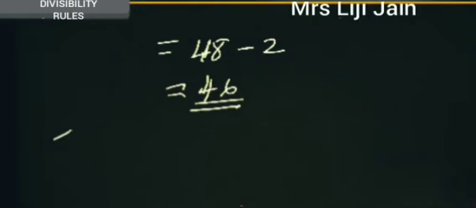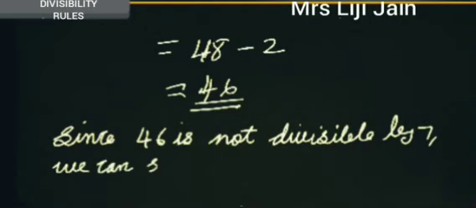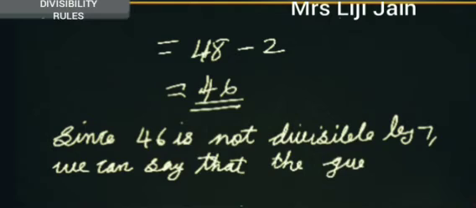Understood? Okay, write down. Since 46 is not divisible by 7, we can say that the given number, means 481, is also not divisible by 7. Okay.